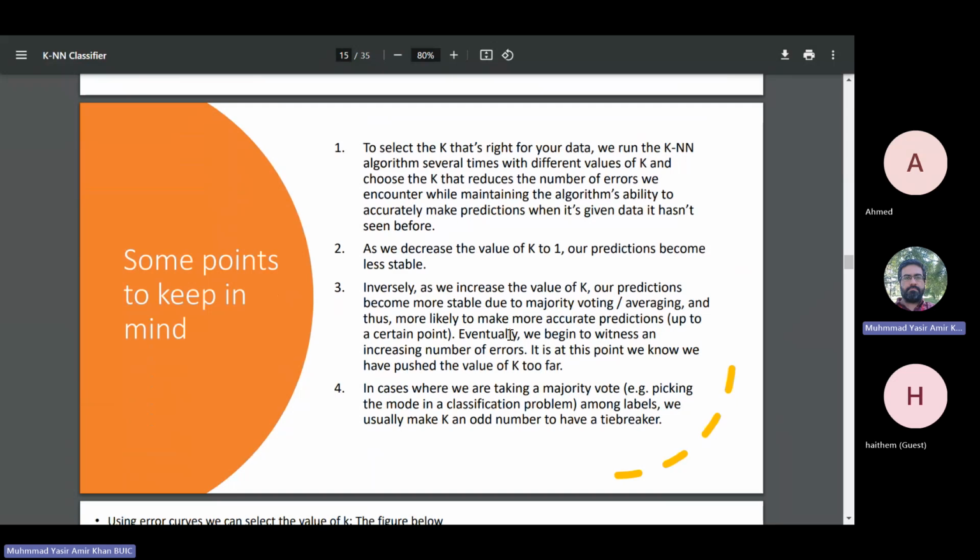As we decrease the value of k to 1, our predictions become very unstable. Inversely, if we increase k, our predictions become more stable, but they make a lot of errors. The errors go up as well. So we have to make a compromise, something in between, not so small a k and not so large a k. The sweet spot lies between these two values. In the case where we are taking a majority vote, the mode in the classification among the labels, we usually take k to be an odd number so that it's a tiebreaker. We don't get a tie. So this is the whole story.